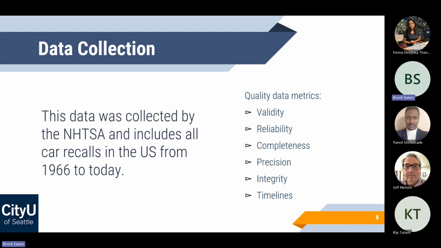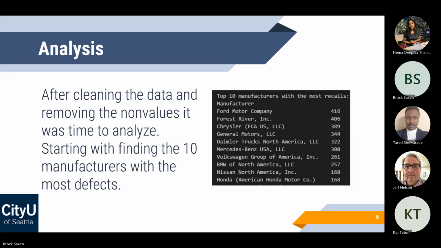The data set includes a link to information about each recall, the manufacturer, subject, component, recall type, number of affected vehicles, a description, consequence summary, and corrective action are listed for each recall, and it's all organized by date, so there's a timeline for all of it. The first thing I did was clean the data and remove the non-values, null values, anything that would cause an issue when graphing the data.